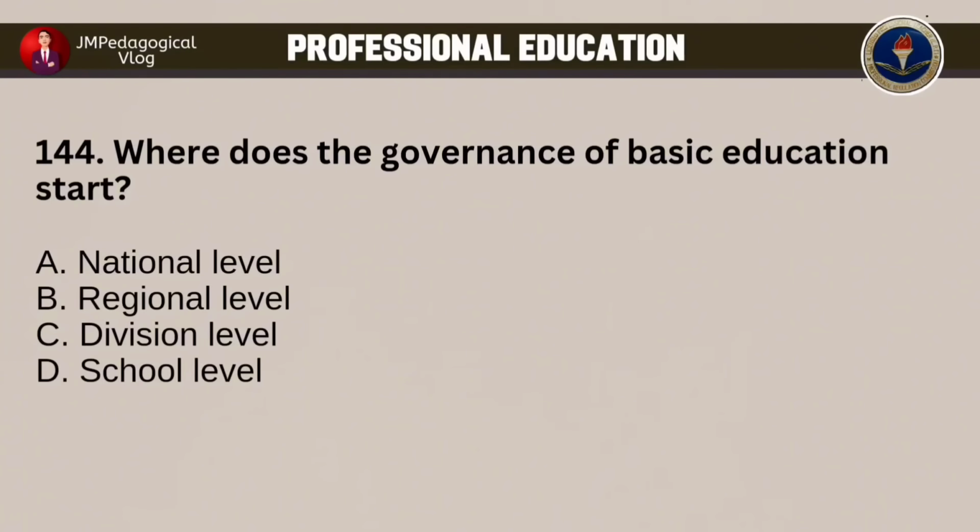144. Where does the governance of basic education start? A. National level. B. Regional level. C. Division level. D. School level. National level.